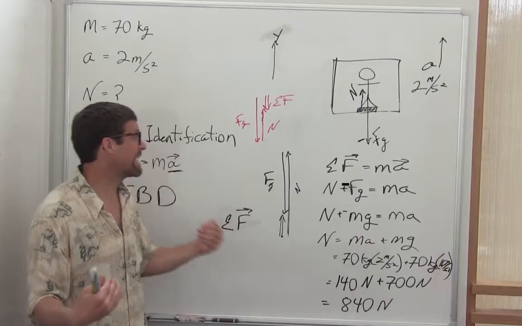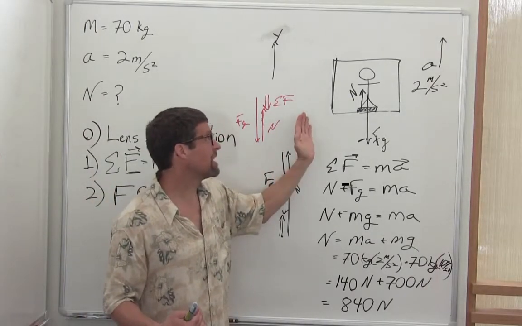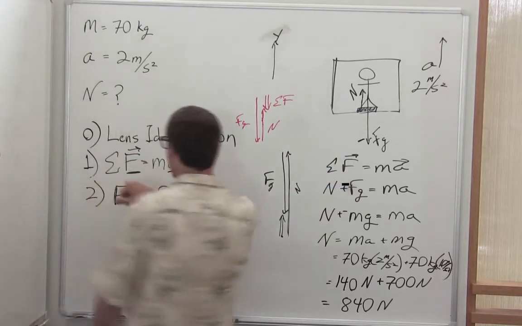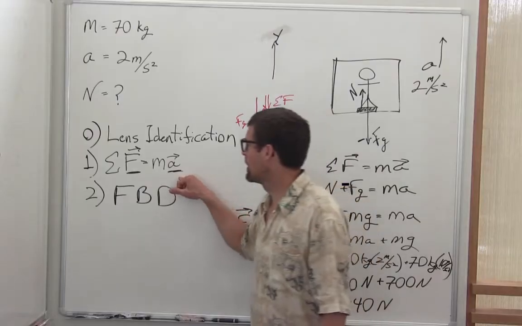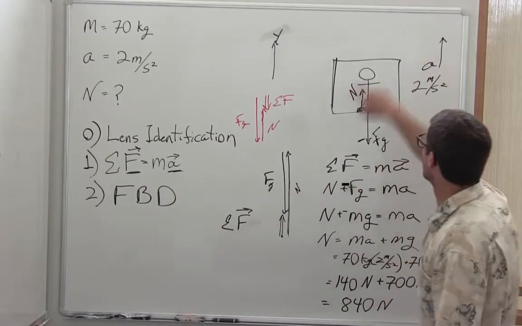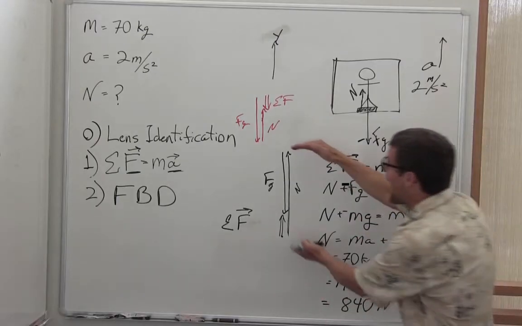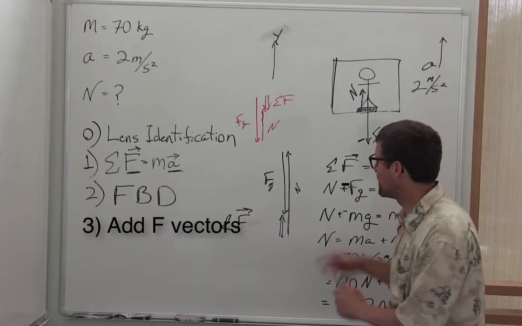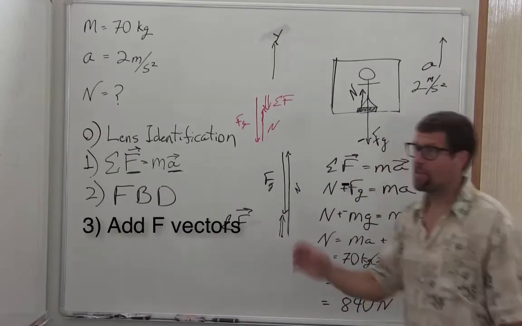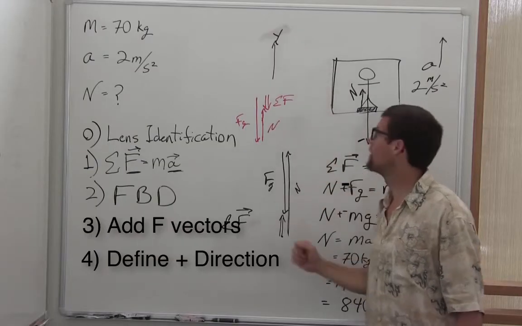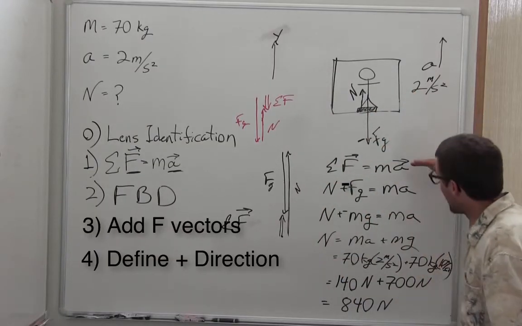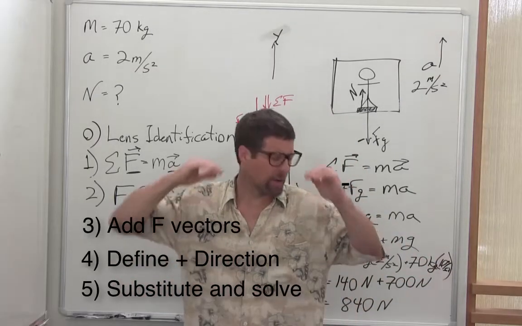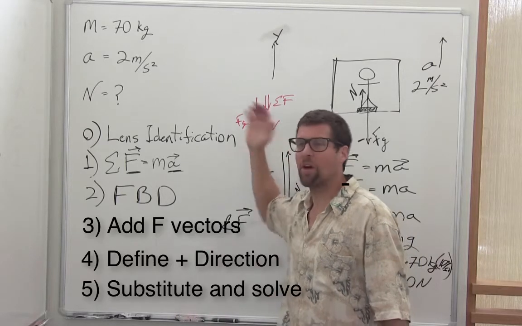So what did I do? I recognized the lens. This is a dynamics lens because it's dealing with accelerations and forces. I wrote F equals ma, the vector sum of the forces is mass times acceleration. I identified those forces and the acceleration in a free body diagram. And then I added those forces as vectors, nose to tail, to give me the vector sum of the forces. Then very importantly, I defined the direction as positive and assigned the signs and filled in the equation to get my answer. We're going to see very complicated problems in the future and in engineering much more complicated, but they all follow the same protocol.